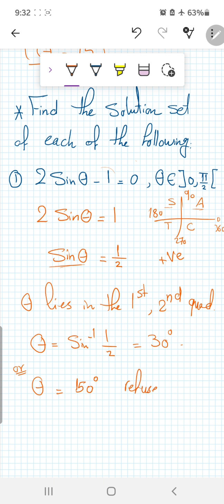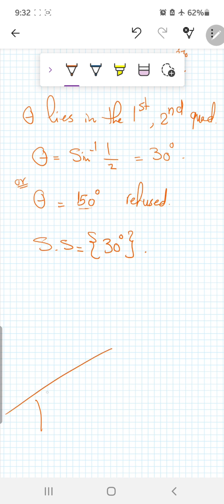But here 150 is refused. Why? Because it gives me theta belongs to 0 and pi over 2, so theta is not in the second quadrant. So 150 is refused; here theta is acute only. So the solution set is only 30 degrees. Okay, thank you.